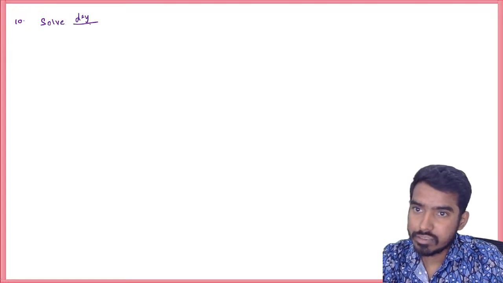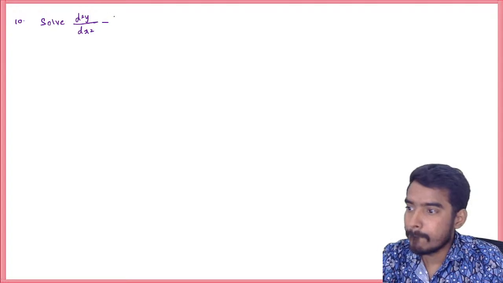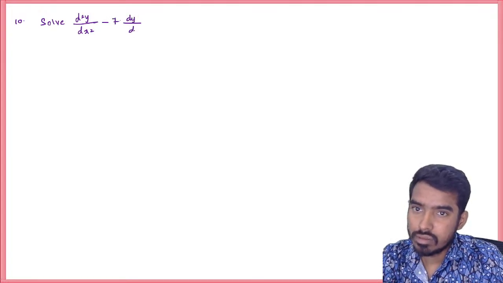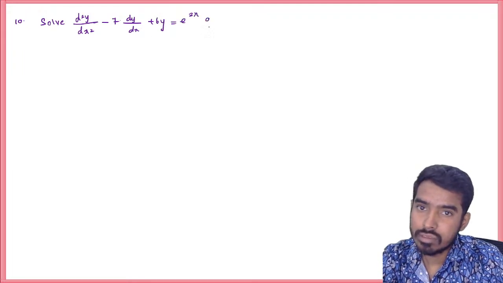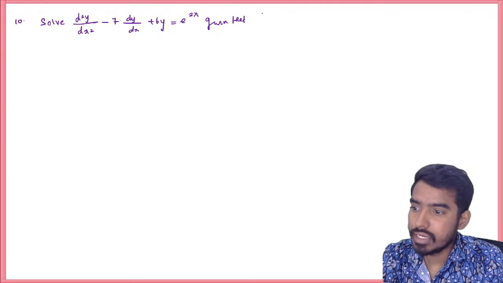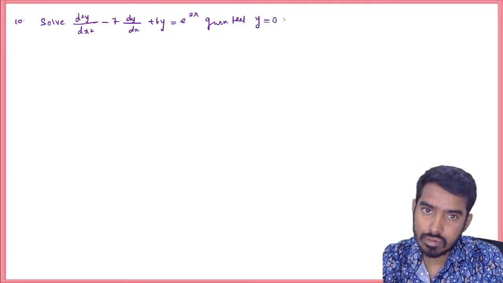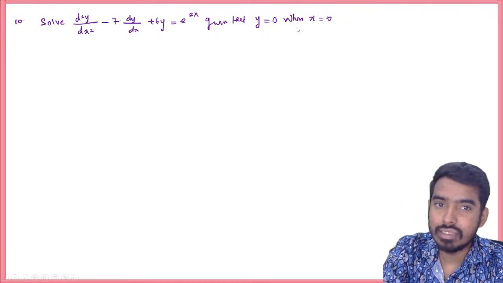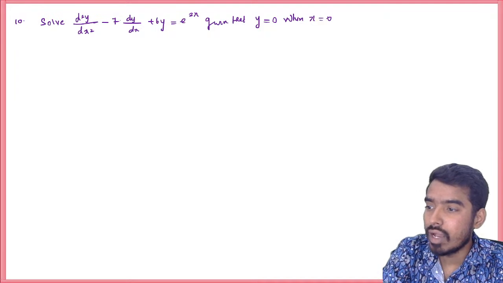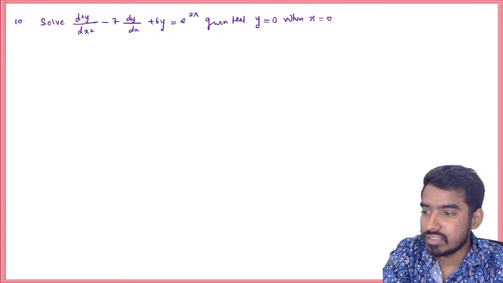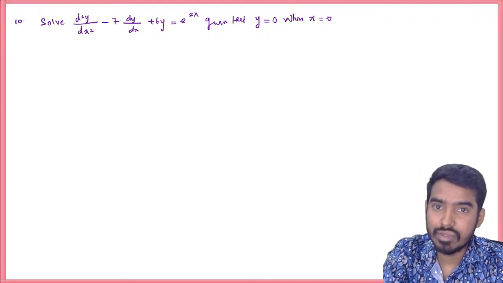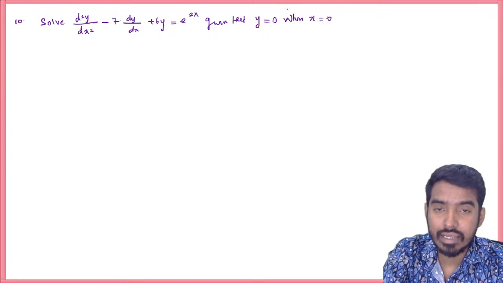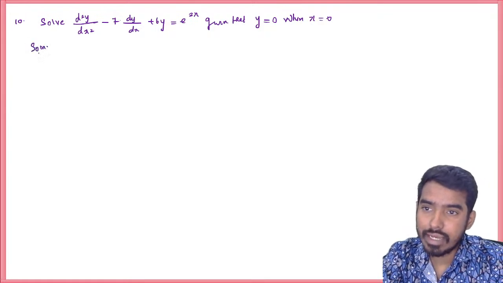Solve d square y by dx square minus 7 times dy by dx plus 6y is equal to e power 2x, given that y is 0 when x is 0, right? So why is it given? It is given to find the value of the arbitrary constant, but here we have only one initial condition. We need two initial conditions to find two unknowns, because we have two unknowns when solving the characteristic function.